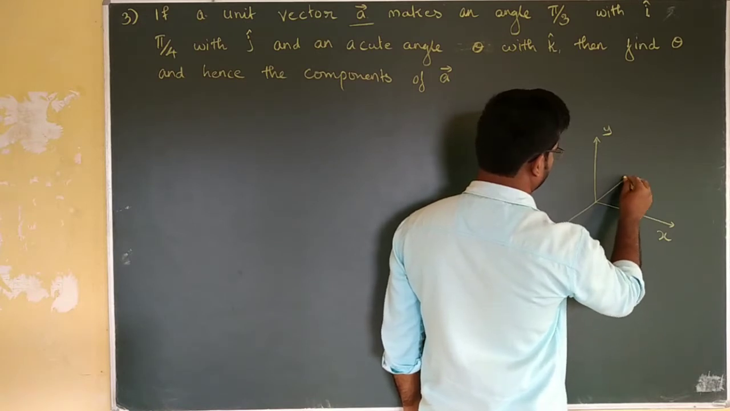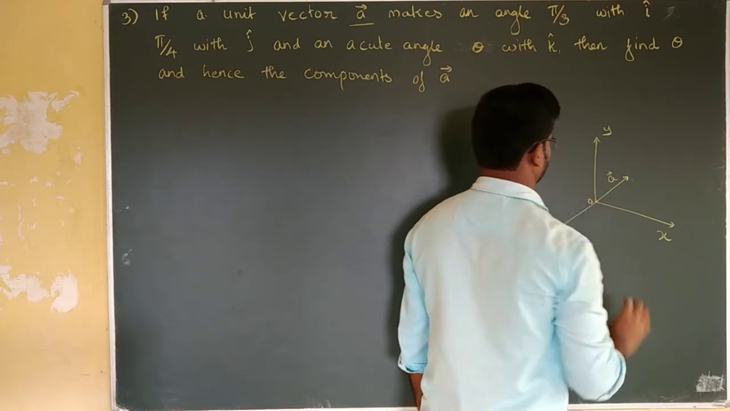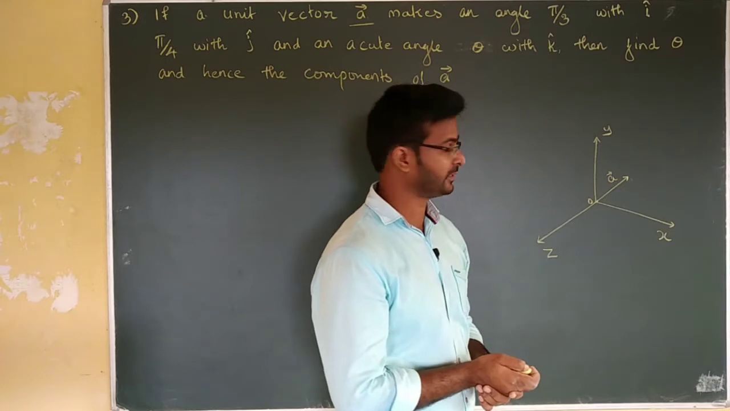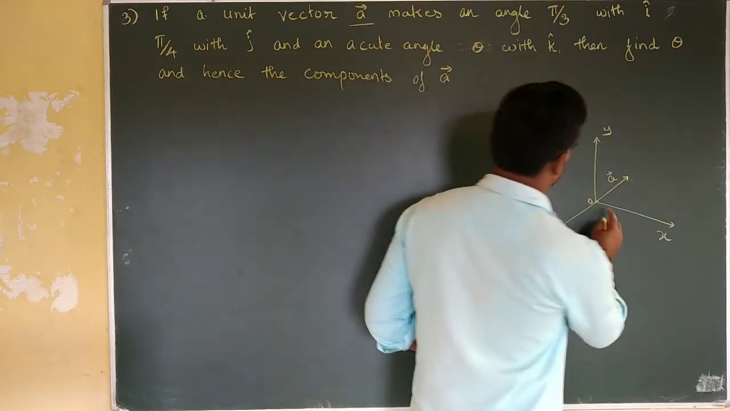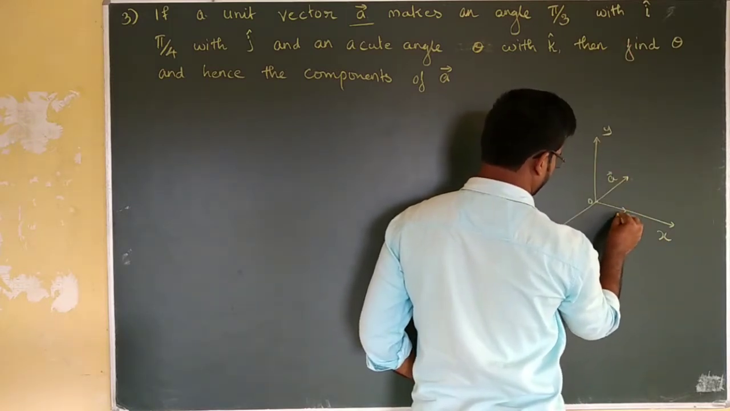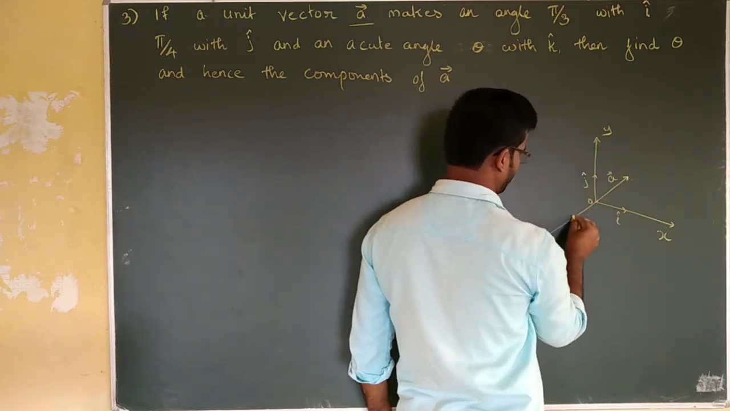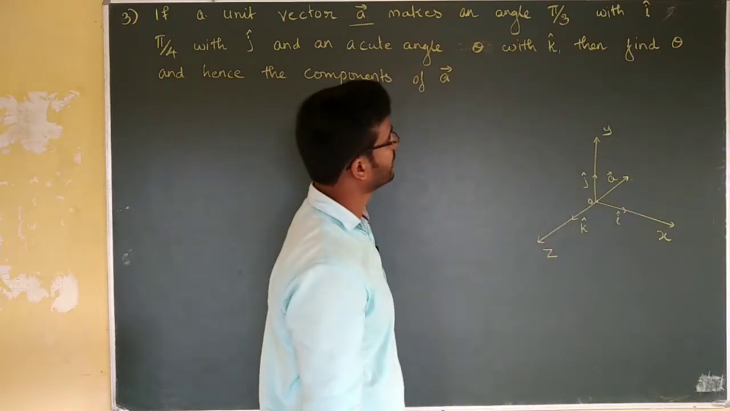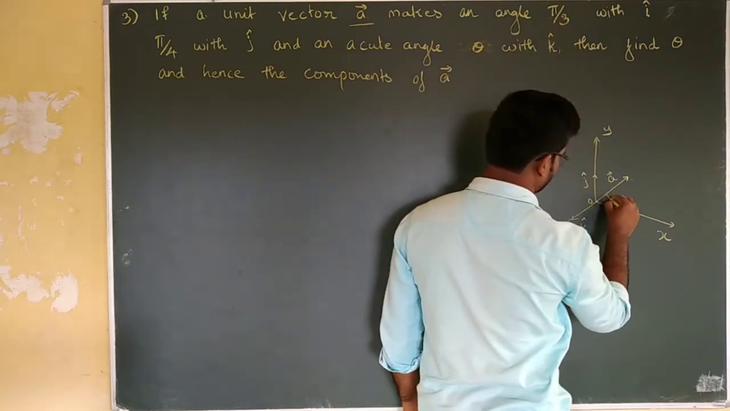One unit vector is there, A vector. Listen. A vector is a unit vector. Already given, I means unit vector of x-axis, J means unit vector of y-axis, K means unit vector of z-axis. Angle between I and A vector is pi by 3. This angle is pi by 3.